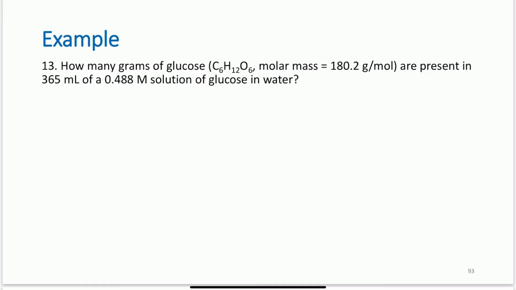Okay, how many grams of glucose C6H12O6, which has a molar mass of 180.2 grams per mole, are present in a 365 milliliter solution that has a 0.488 molar concentration?